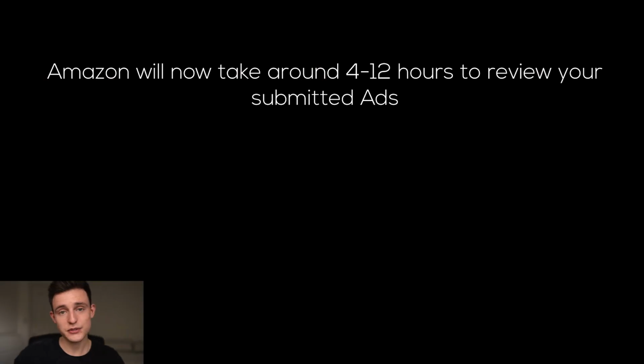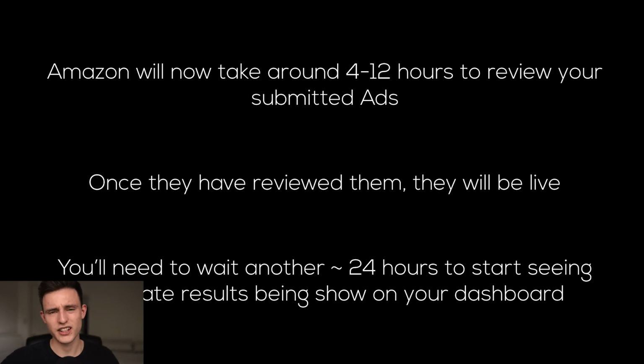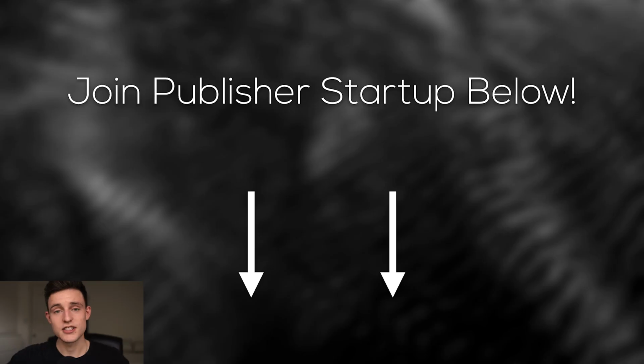We got one last slide here. After you've done all of that, Amazon will now take around 4 to 12 hours to review your submitted ads. Once they review them, they will go live, and you'll need to wait like another 24 hours to start seeing accurate results, just because the Amazon ads results screen doesn't always update by the second. It usually takes a few hours. So I put 24 hours just to be safe, but expect to see results within a day. Anyways, that is it for part 2 of the Amazon ads series.